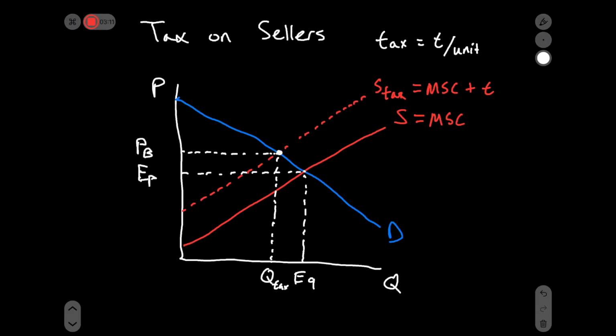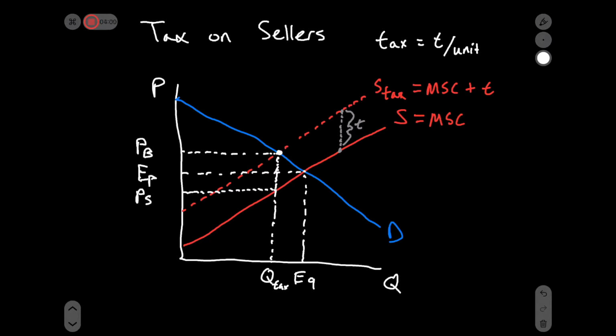Now recall that the difference between these two parallel lines is the amount of the tax, T, right? And so if this is the new price that buyers pay, what is the price that sellers get to keep after paying the tax? Well, it's going to be this point and continue down, minus the amount of the tax. And so this new line that I've just drawn, this new price line, is the price that sellers receive.